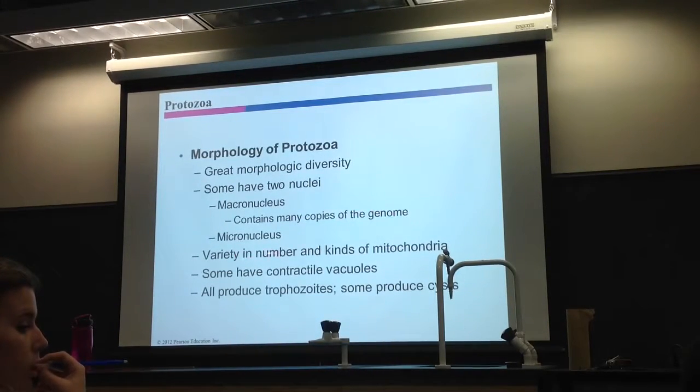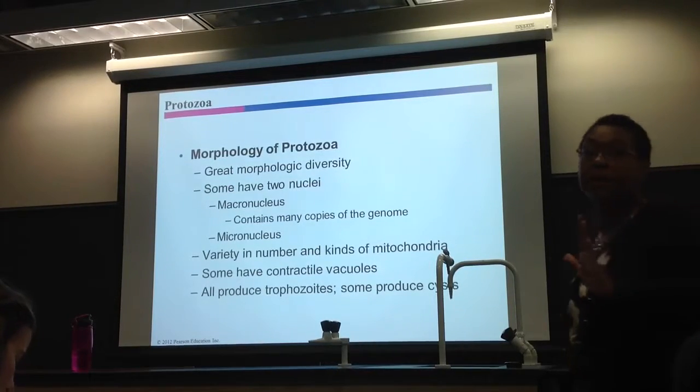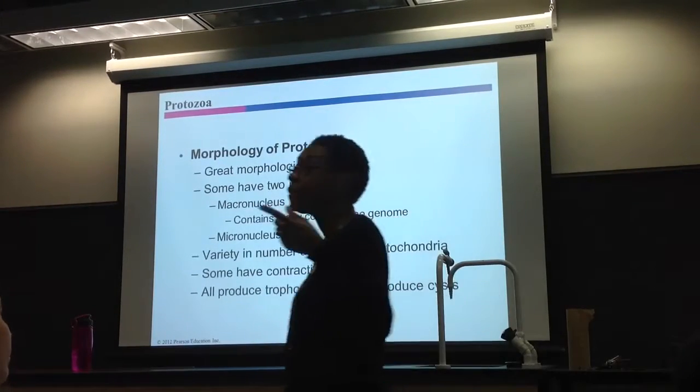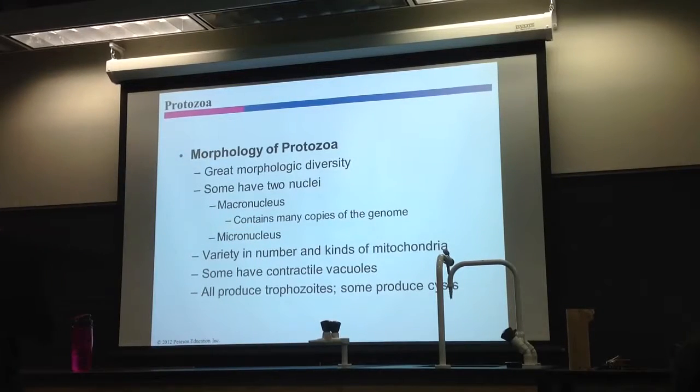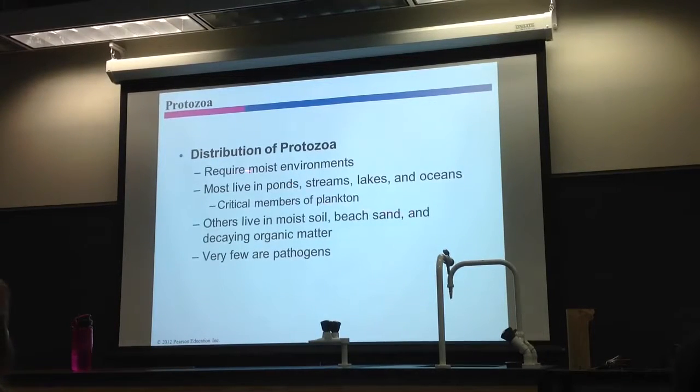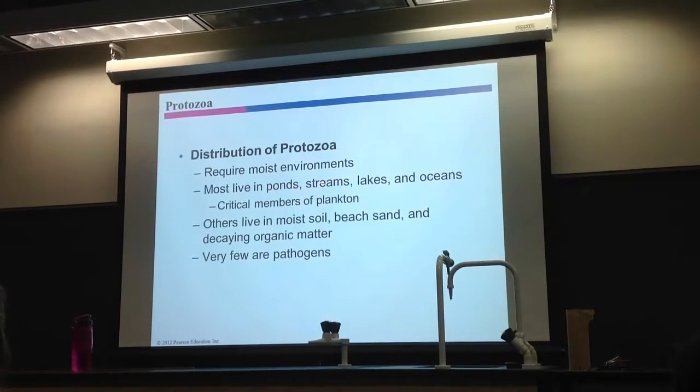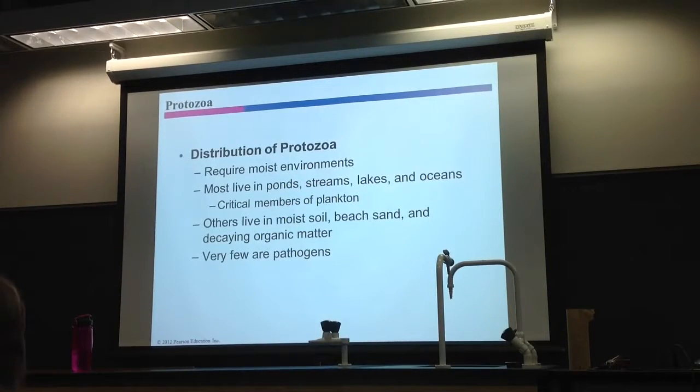These protozoans also vary in the numbers and kinds of mitochondria they have. Some of them don't have mitochondria at all, and some have many. Some have contractile vacuoles. You'll see that in the next picture. Let me back up. I said most live in what? Fresh water environments, correct? Ponds, streams, and lakes.